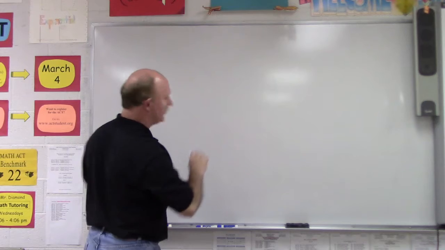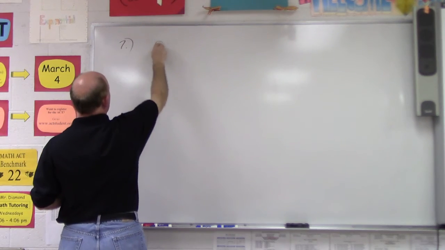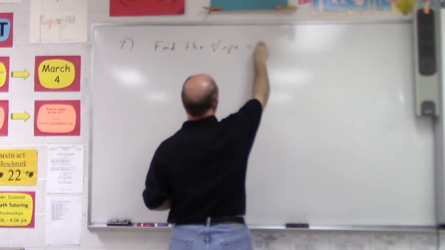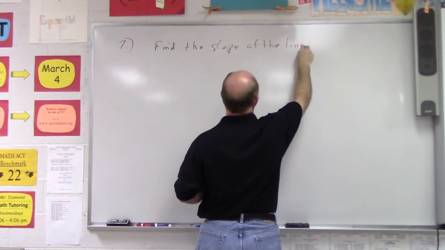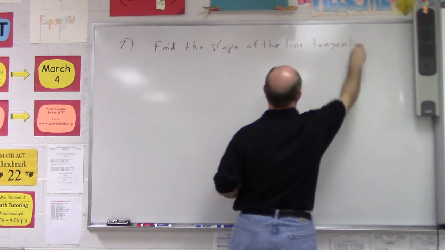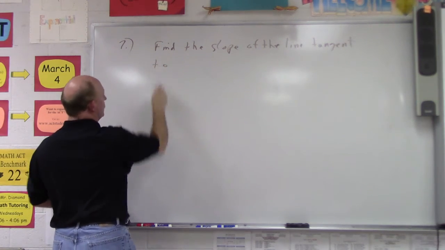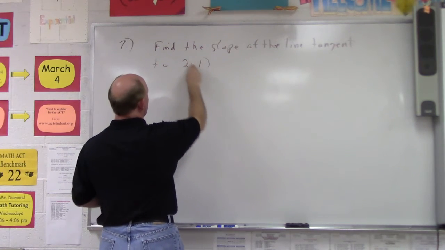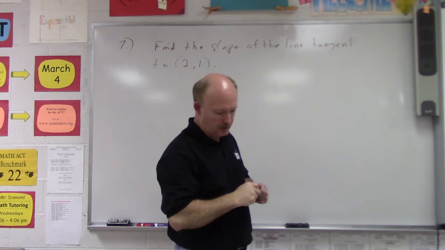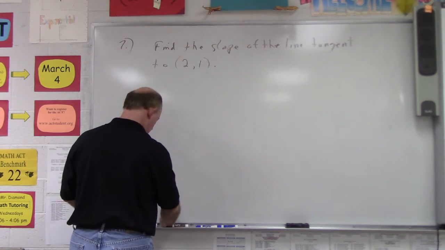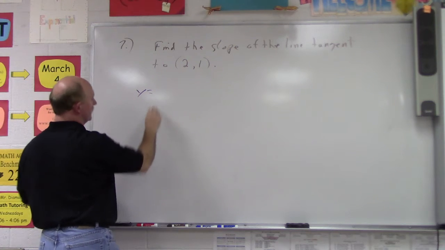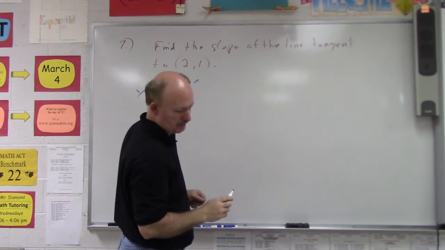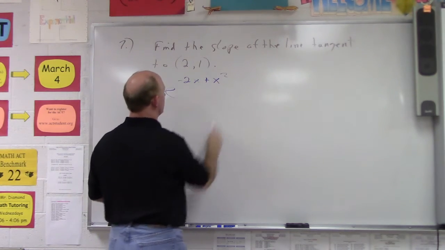So, okay, number 7 here. Let's see if we can find the slope of a tangent line to the point 2, 1. And we'll try this function right here. Let's try y equals e to the negative 2x plus x squared. Okay, let's try this problem here.